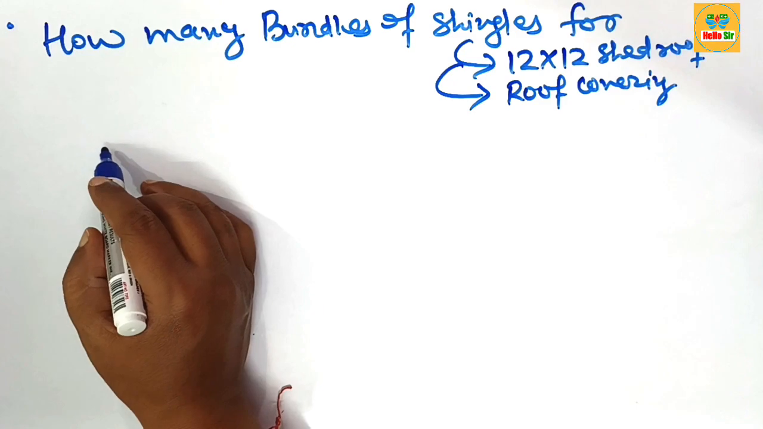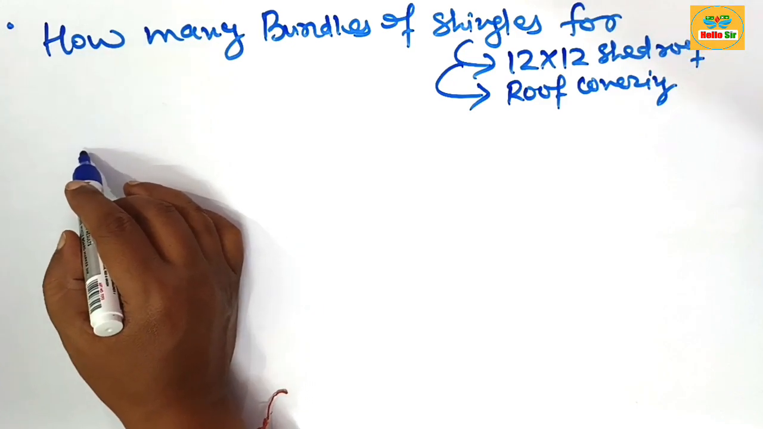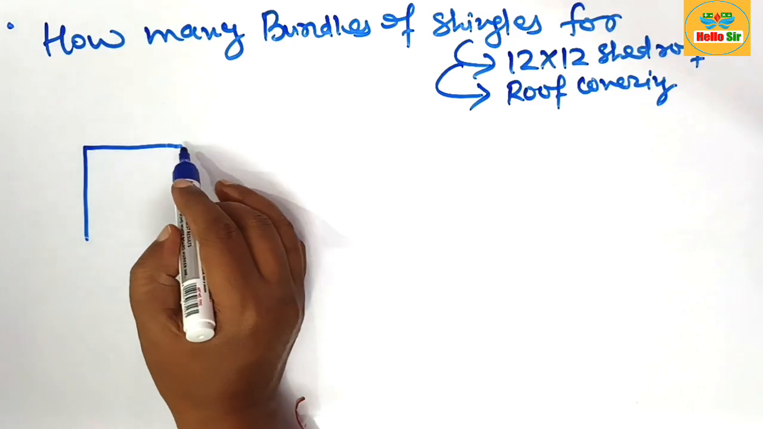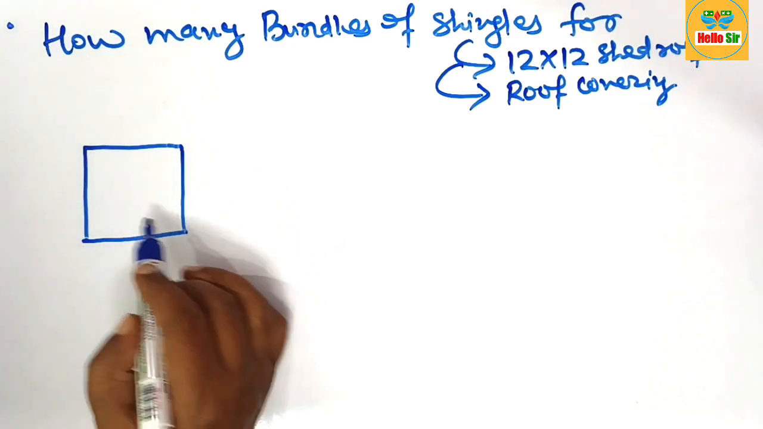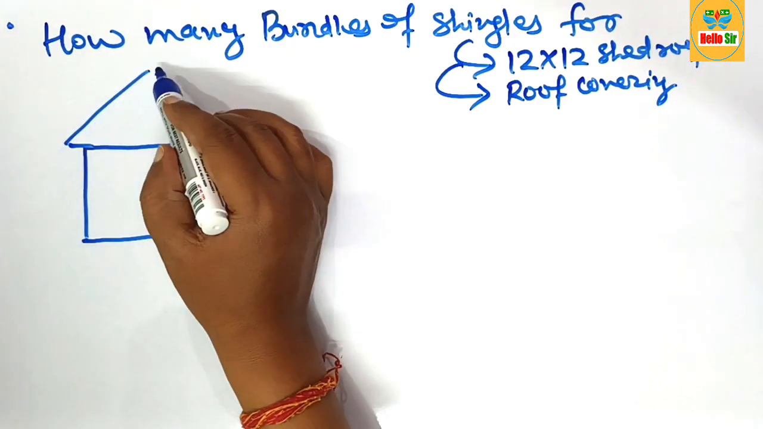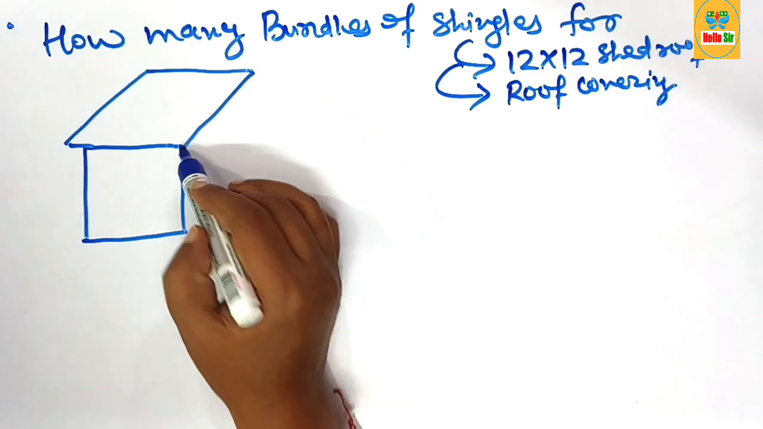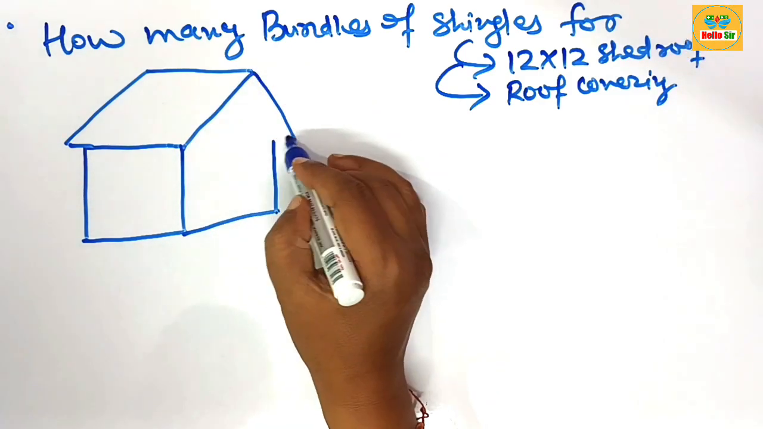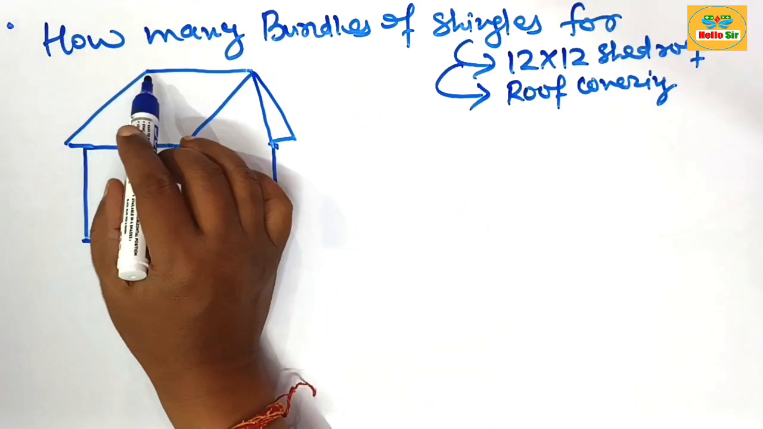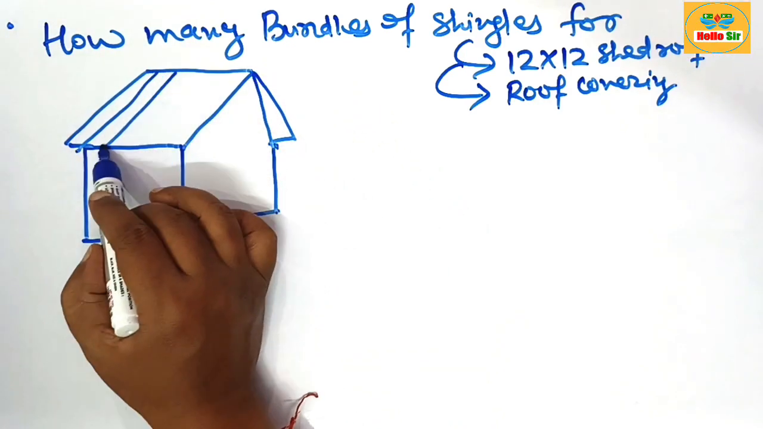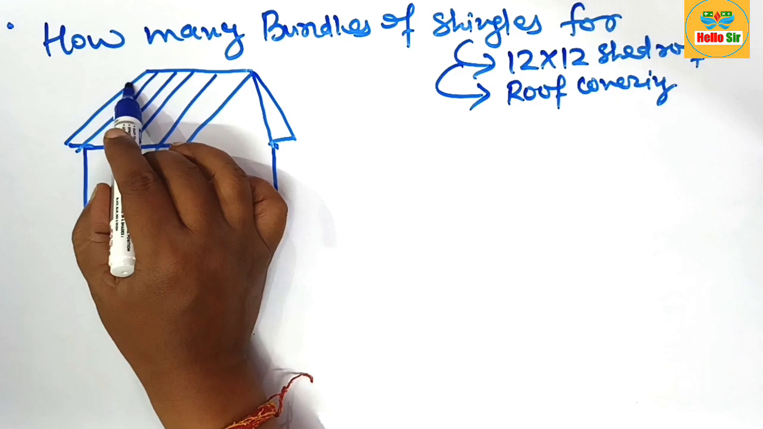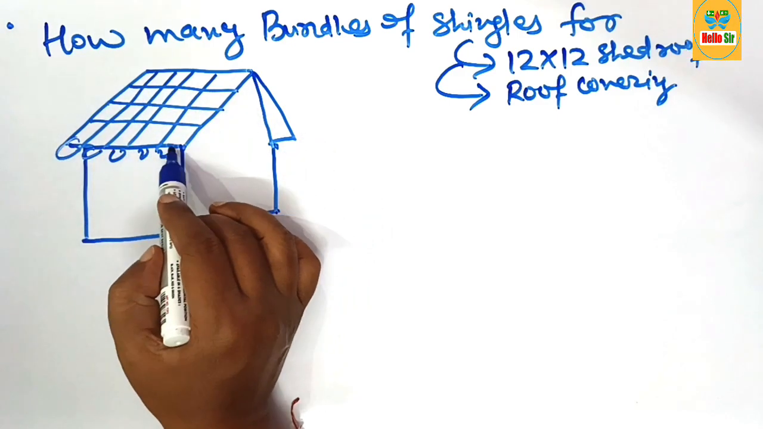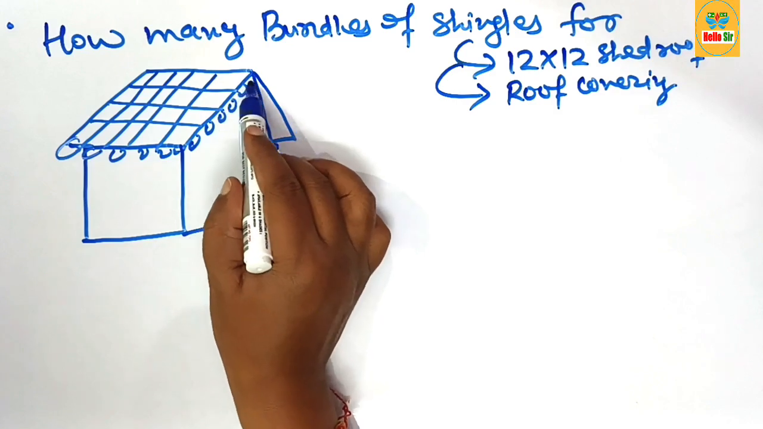Here we first draw a rough diagram to understand the different dimensions of the shed roof. First we draw the rough diagram for the shed roof. This one is a rough diagram to understand the different dimensions for the shed roof. This one is the roof structure layout with the shingles materials, and this one is the overhang.